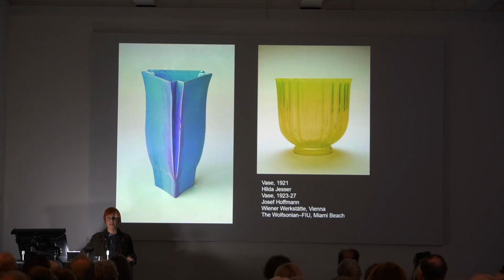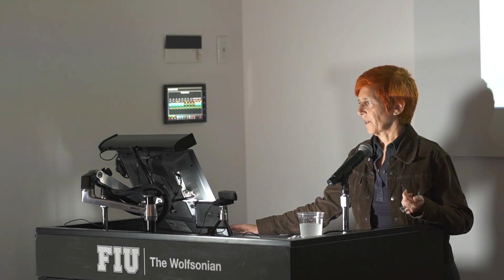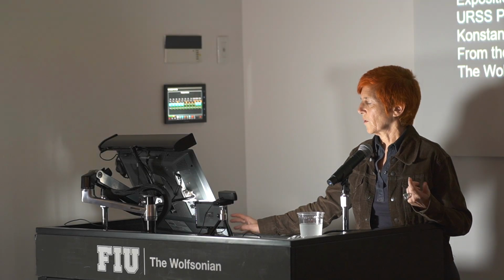The other one is a piece by Hofmann, which is made of uranium glass, with this special yellow-green color that cannot be used any longer because it was very toxic.